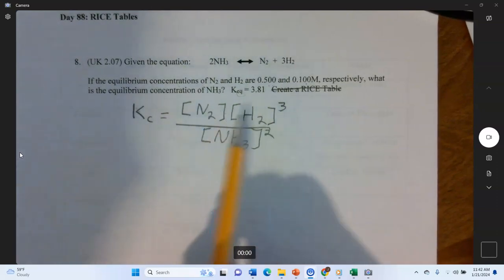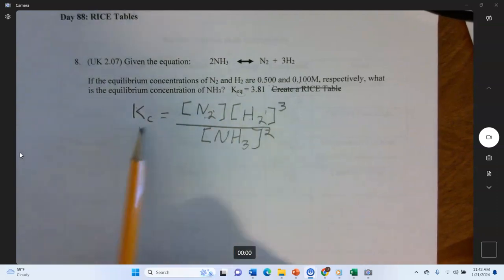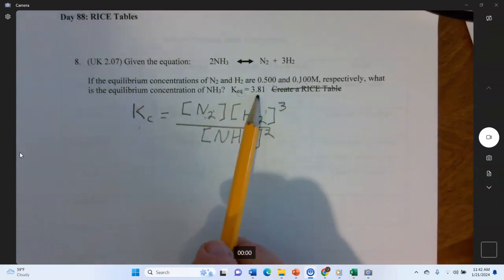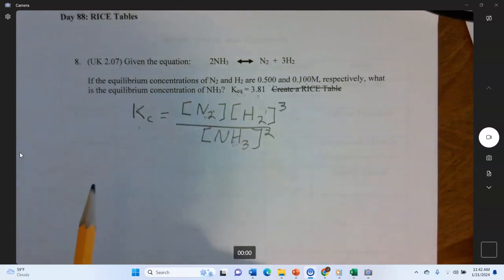Well, we have the equilibrium concentrations of these two already. And we have the Kc value. They gave it right there. It's K equilibrium, they call it the same thing. So that means the only thing we don't know is what we're solving for, and that is the equilibrium concentration of NH3. So it becomes a very simple problem.